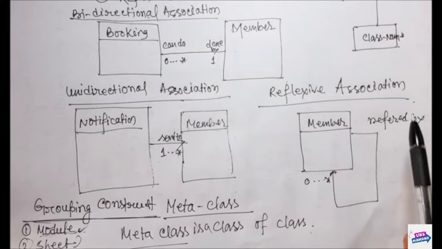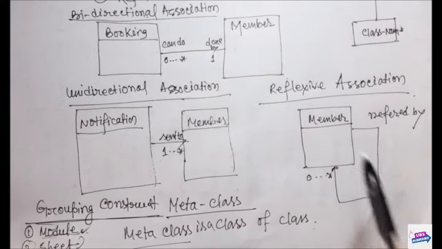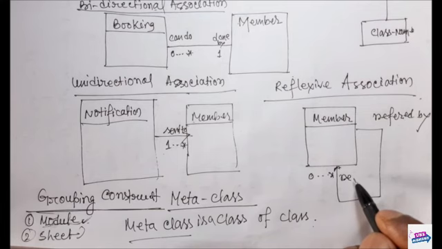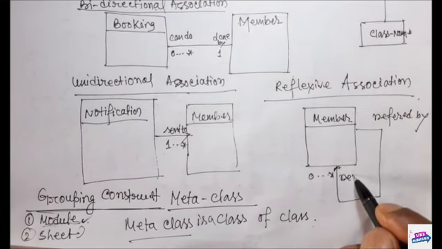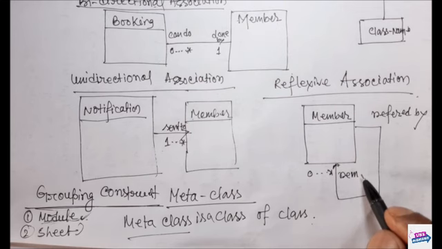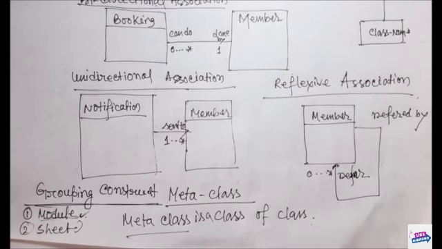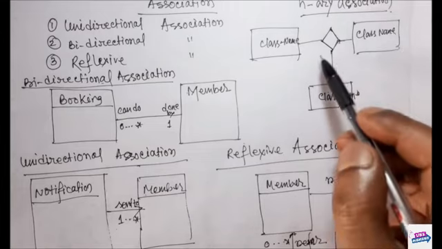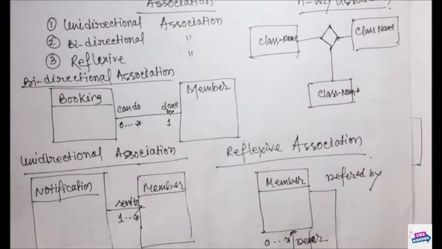Okay. The third one we have seen is the reflexive association, where a member is referred by a member, or we can write 0 to 1 member referred by member. So, when a class refers to itself, then it is thought of as a reflexive association. Okay. 0 to 1 referred by member. Okay. So, we will see another example in my tutorial also. And when two or more classes are connected through a diamond, then that type of association is called n-ary association.